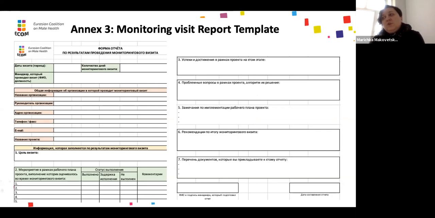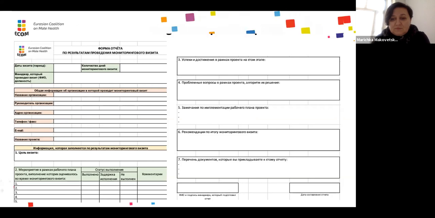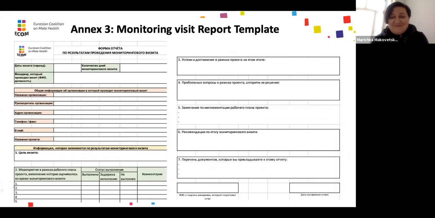Because the most important thing in monitoring visits is not to punish someone because they didn't do something or did not achieve something on time, but the main goal of the monitoring visit is to recommend and educate. So basically, it's a tool of on-the-job education or training for your grantees or for your colleagues, to show them by good example how their work might be improved, or how they may be more successful in their job and functions. That's it. So if you have any questions on this.